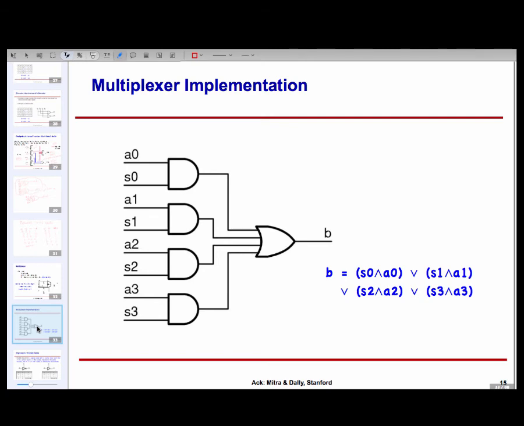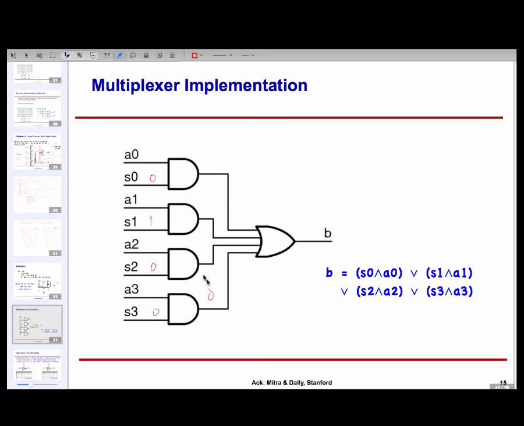I take S0 and A0 and AND them. I take A1 and S1 and AND them. I take A2 and S2 and AND them, A3 and S3 and AND them. Okay, and then I OR them to get the output, as seen out here. So now let's see. Remember, my S is one hot coded, so one and exactly one of the S has to be high. So let's say S1 was high. The others have to be 0.